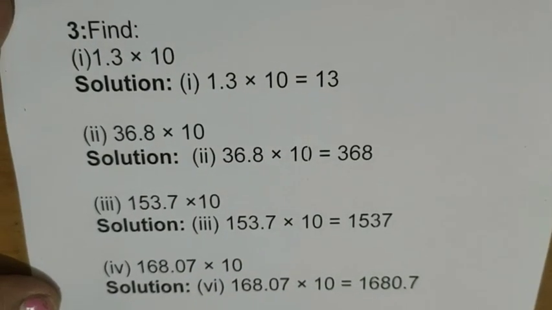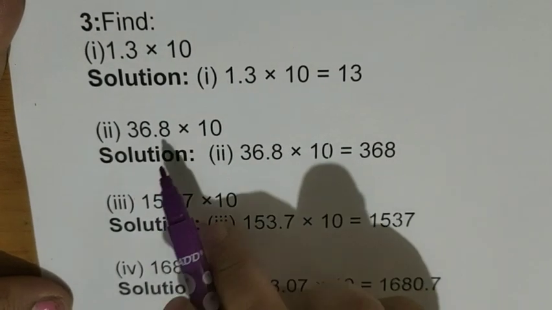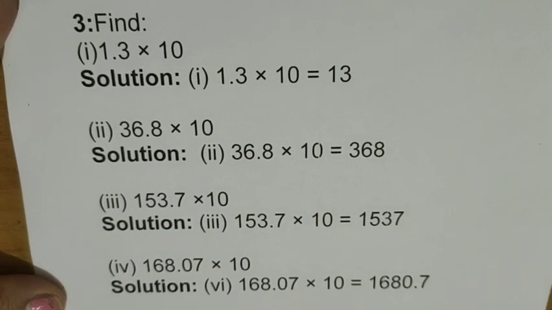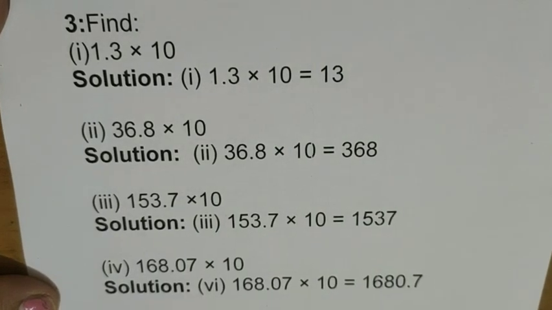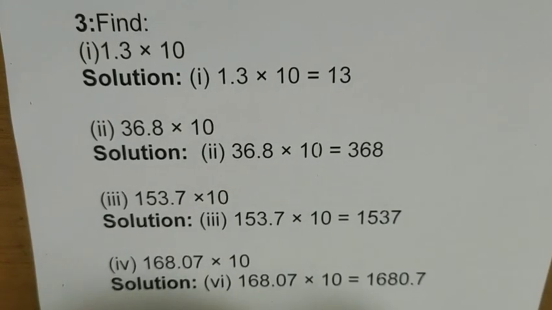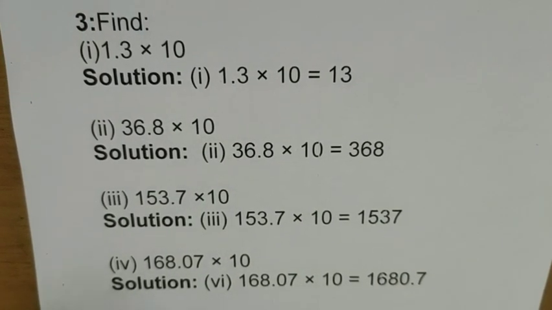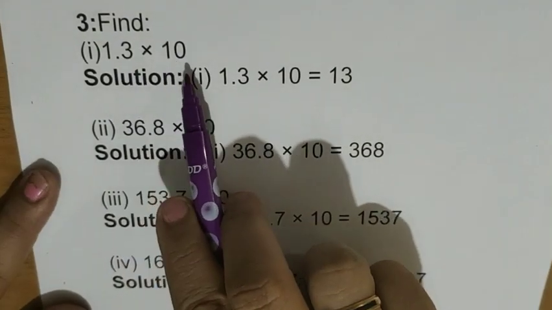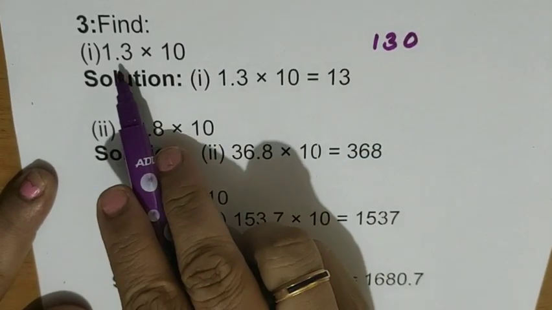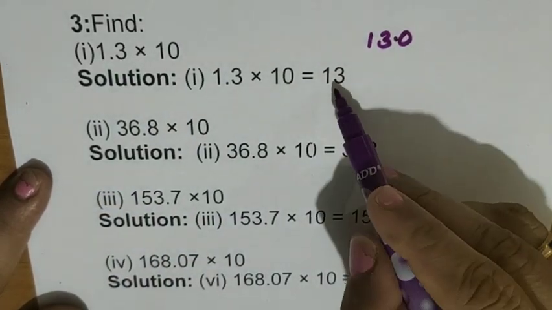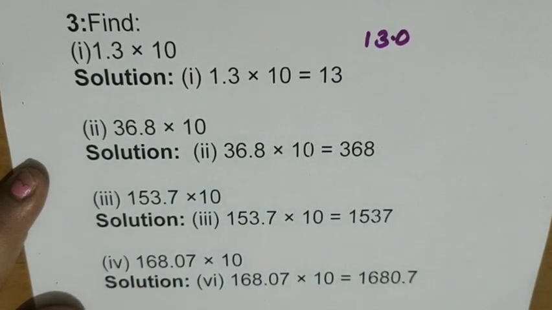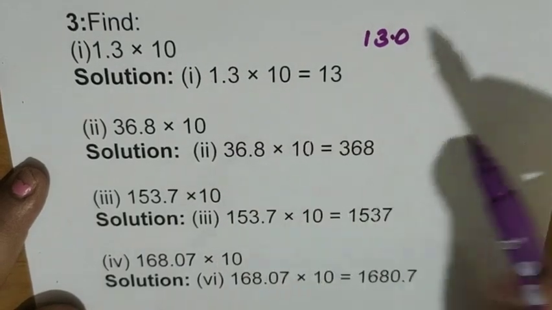Third question, find 1.3 into 10, 36.8 into 10, like that. That means the multiplications with multiples of ten only. When we multiply with 10, 100, 1000, the decimal point in the product is shifted to the right by as many places as there are zeros. For example, 1.3 into 10 means 13. That means the decimal point moved to the right side, that's all. So 1.3 into 10 equal to 13.